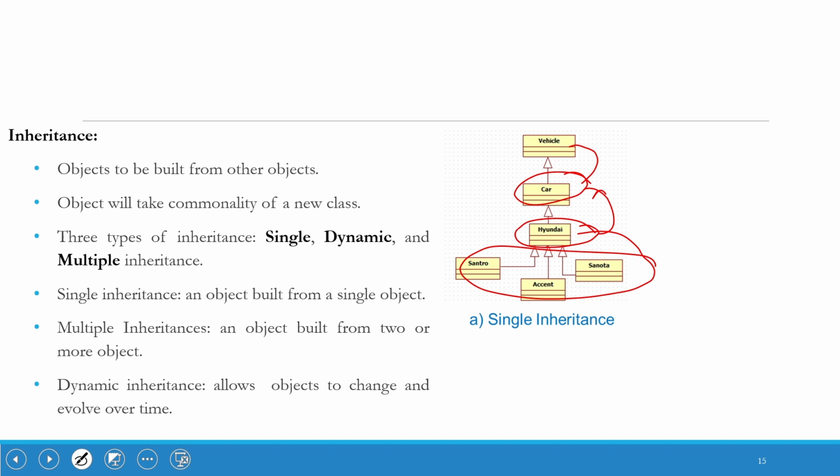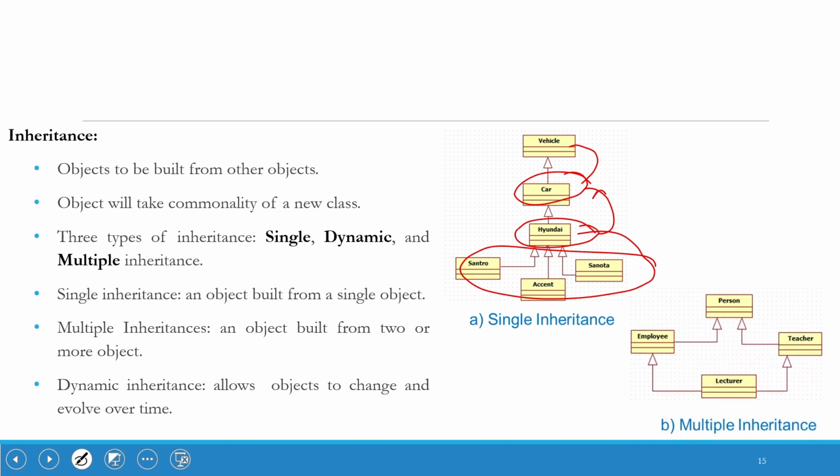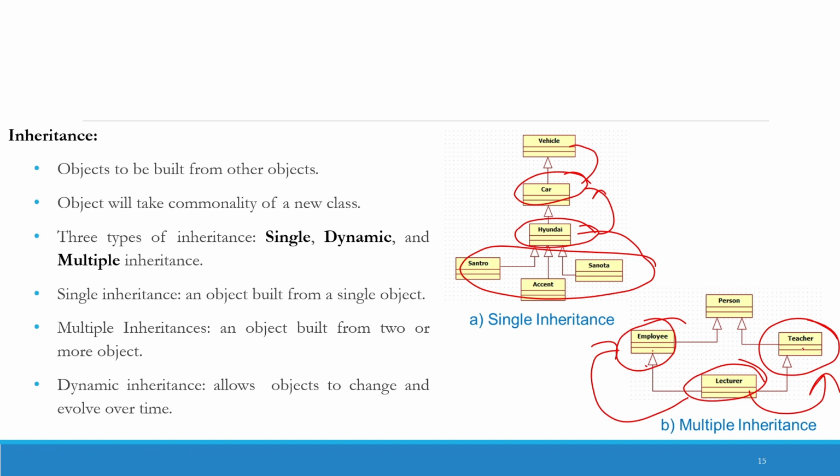Let's look at this type of inheritance. This is multiple inheritance. Here we have the employee class, and here we have the teacher class. This indicates that the lecturer class is at the same time a teacher and an employee. This lecturer class will inherit characteristics from these two classes. This object is built from employee and at the same time from teacher classes. Such a mechanism makes this multiple inheritance.